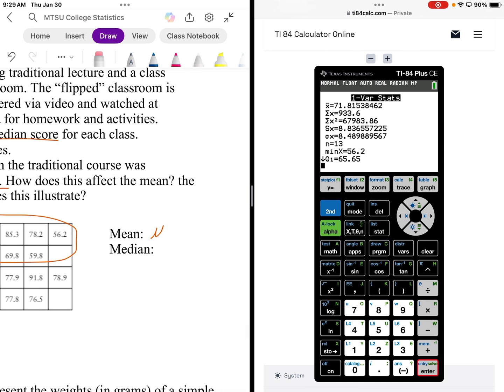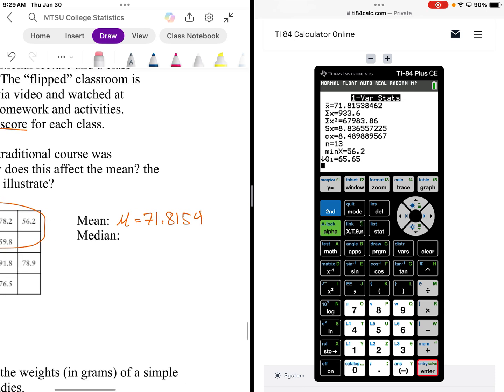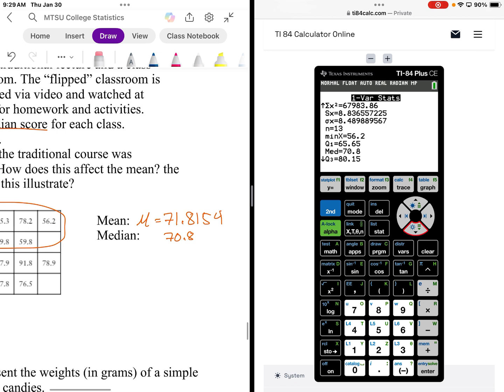As we look at the mean here, I used the whole population, so mu would be 71.8154. Again, I don't know if anybody missed stuff because they rounded wrong. Rounding to the fourth decimal means take it out to the fifth, then round accordingly. And the median, if I scroll down, was 70.8. Did anybody else get that same mean?